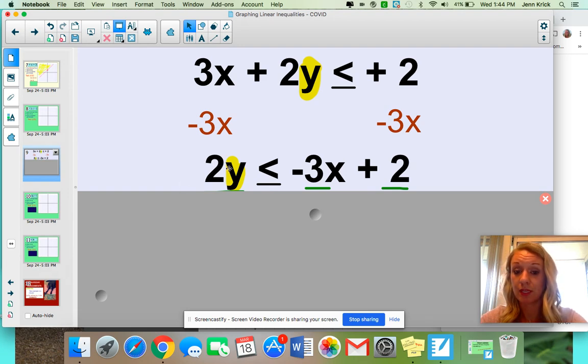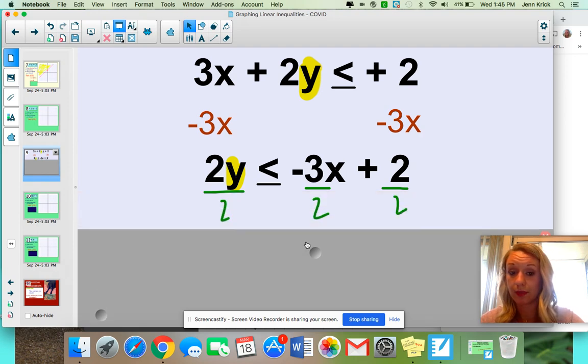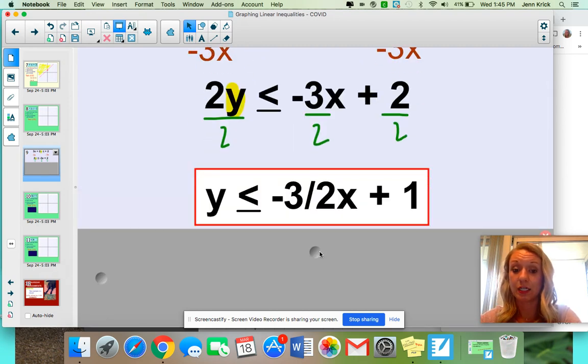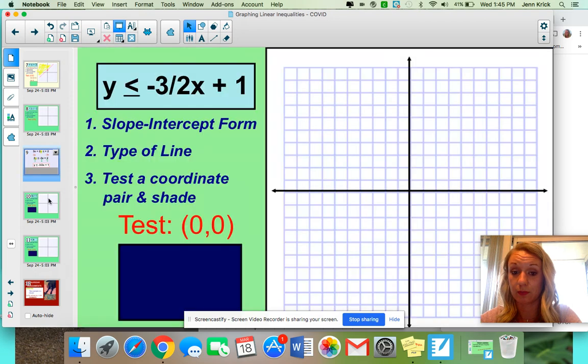Because 2 is being multiplied to your variable, you need to perform the inverse by dividing every single piece by 2. Okay, so notice I literally did it to every single piece of the inequality. And then here's what we have. It's just y is less than or equal to negative 3 over 2x plus 1. So now we're good to go. Now it's in slope-intercept form.